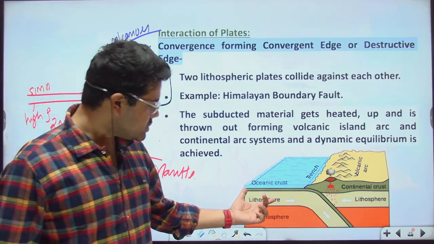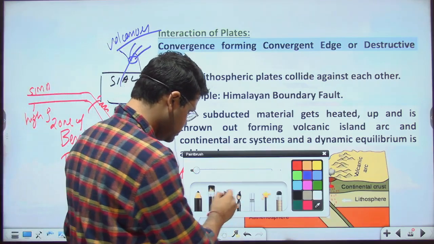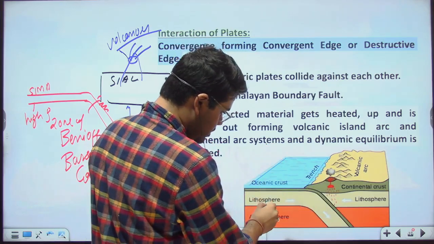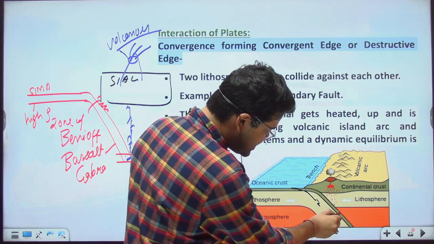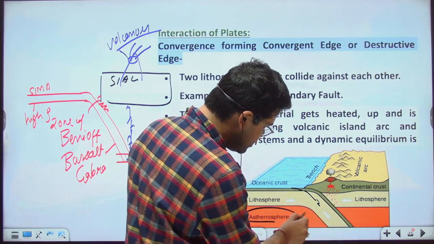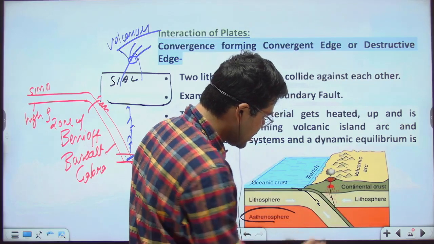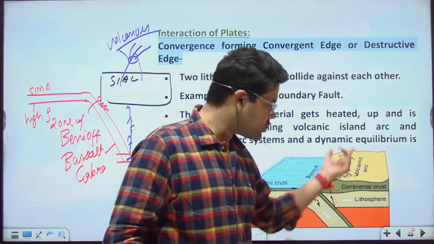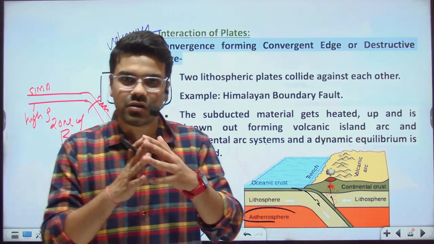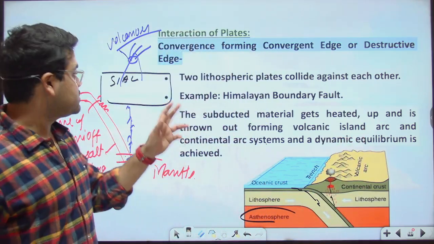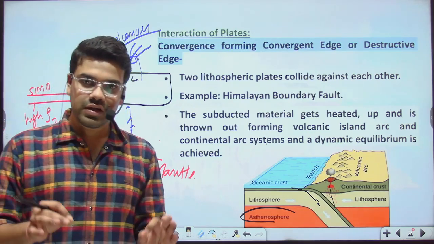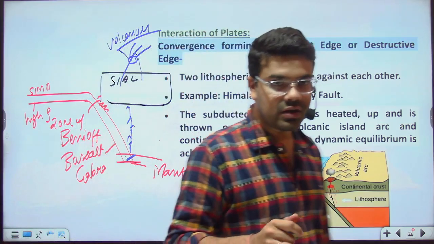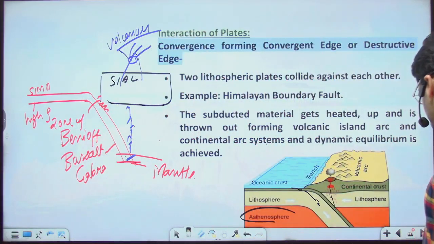Okay, as you can see in this diagram, the lithosphere, the oceanic crust is going down. As you can see, it is getting melted in the asthenosphere mantle, and the convection currents are rising, and you can see volcanoes, the destructive volcanoes are formed, breaking the continental crust, breaking the seal. Okay, don't worry, the volcanoes would be dealt in very, very detail. All right.